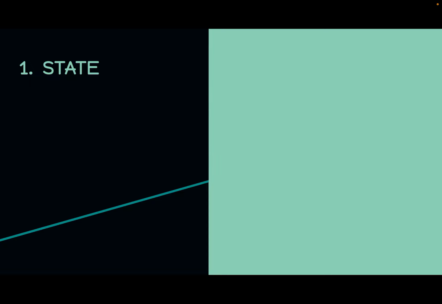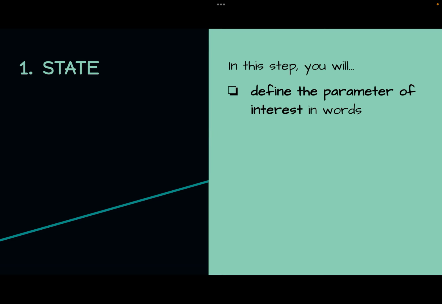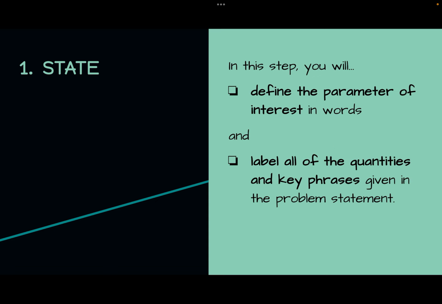For the state step, it's going to look exactly like it did for confidence intervals. In the state step, all we're doing is identifying things that were given in the problem. So you're defining the parameter of interest in words. Mu equals the population mean height of all students at Shasta College. And then you're labeling all of the given quantities and key phrases that were given in the problem statement.